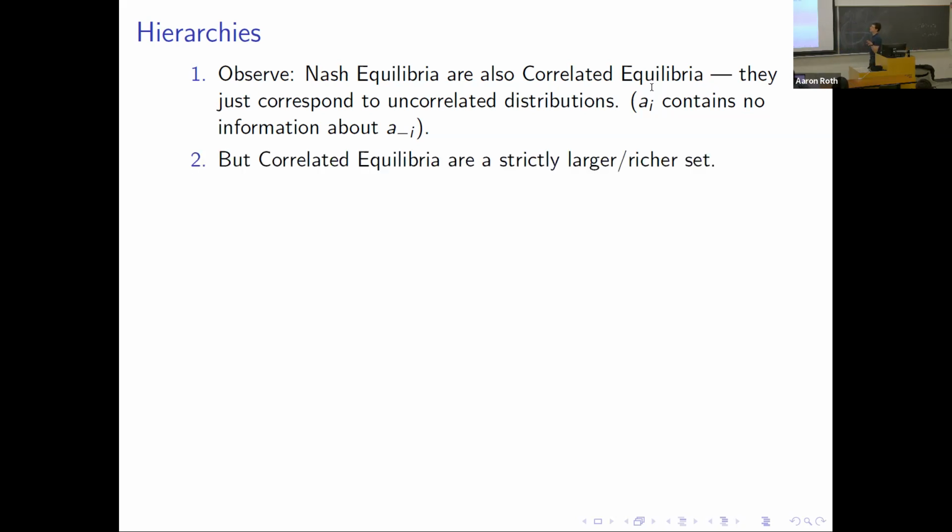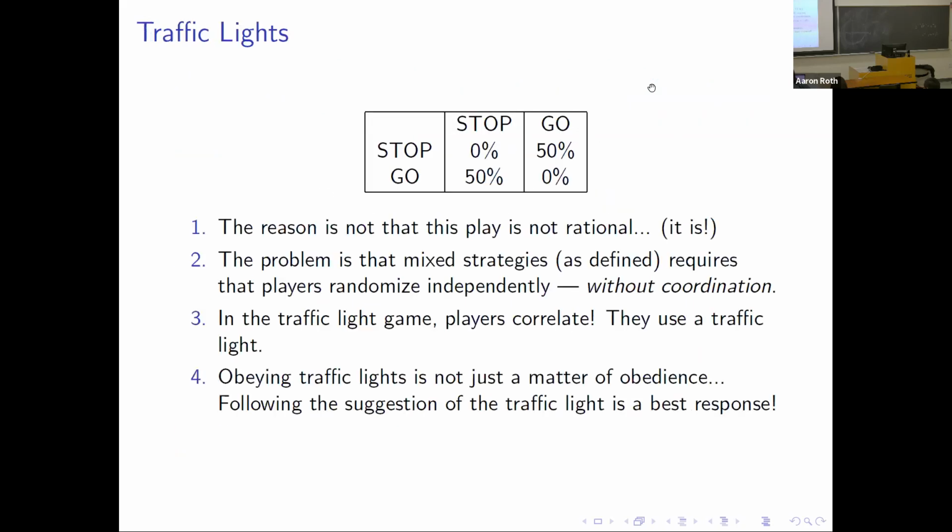But just as mixed strategy Nash equilibria were a useful generalization of pure strategy Nash equilibria, they were a larger set. There were mixed strategy Nash equilibria that were not pure strategy equilibria. Correlated equilibria are a strictly larger, richer set than mixed strategy Nash equilibria. We saw an example of that already in the traffic light game, right? We saw a correlated equilibrium that was not a Nash equilibrium. It was something different. Now, in this case, it was just a distribution over pure strategy Nash equilibria, right? Because both of these corners were pure strategy Nash equilibria.